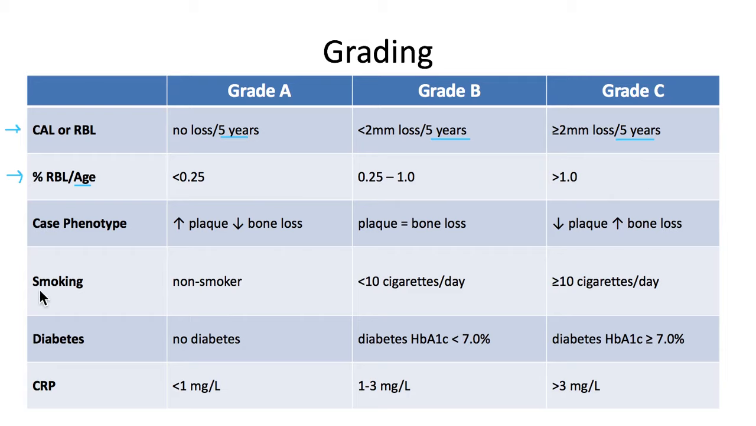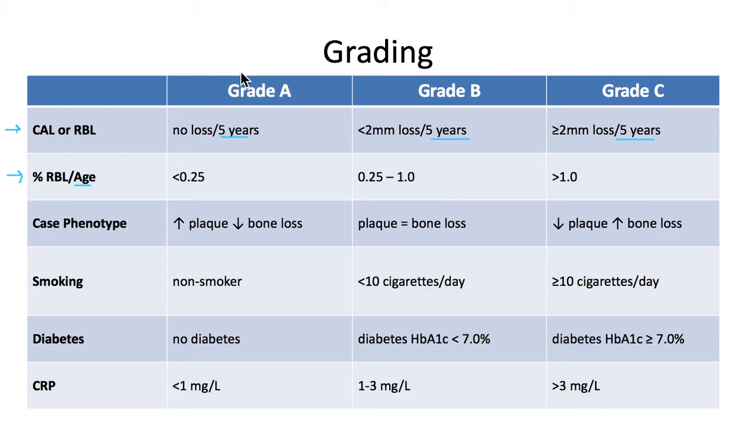For smoking, the more smoking you do, the more uncontrolled your diabetes is, those things are going to make the disease progress more rapidly. And CRP stands for C-reactive protein. An elevated serum C-reactive protein is a systemic marker of inflammation and a documented risk factor for cardiovascular disease in otherwise healthy people. So the more CRP you have means you're at higher risk of a faster progressing disease.